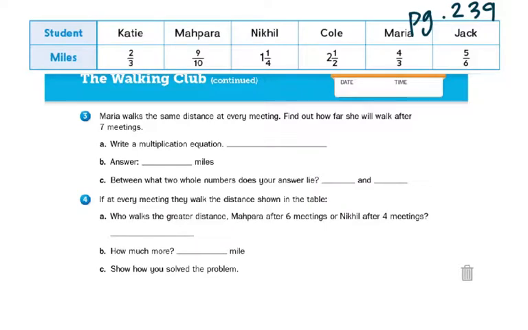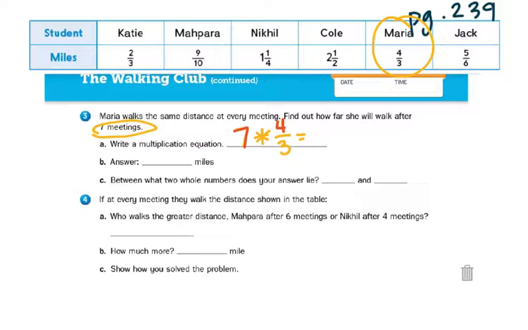Continuing on journal page 239, you can see I included the information at the top from the previous page. Number 3, Maria walks the same distance at every meeting. So let's find out how far she will walk after 7 meetings. Now this time, it's not asking us to draw a picture. It's just asking us to write a multiplication equation. So I'm going to take 7 meetings times 4/3, and I'm going to take the whole number times the numerator.